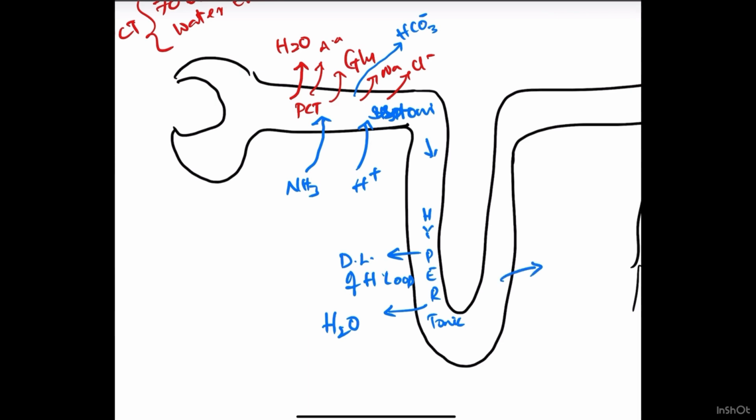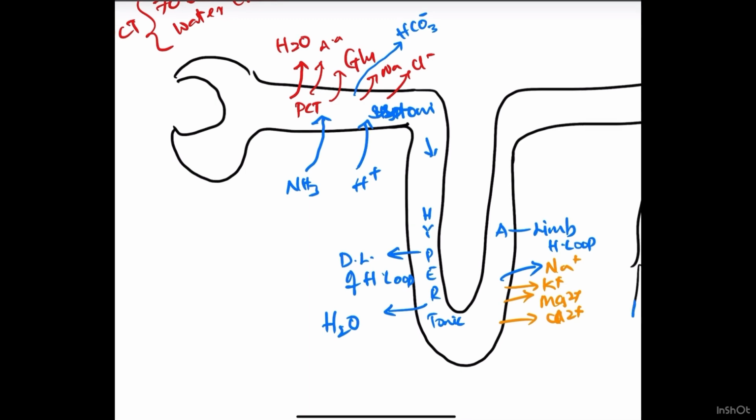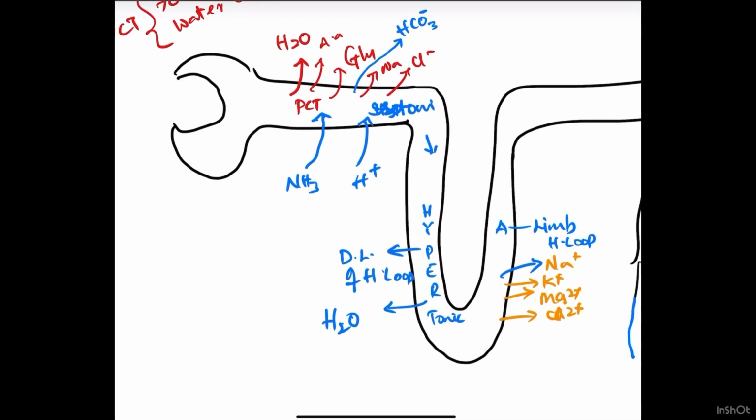When it comes to the ascending limb, the ascending limb of Henle's loop is permeable to the ions and impermeable to water. So here sodium ions, potassium ions, magnesium ions and calcium ions are all going to be reabsorbed. Done.